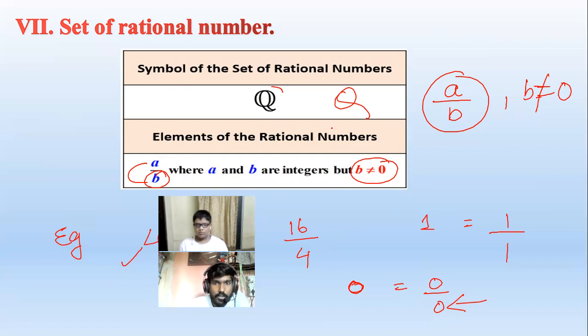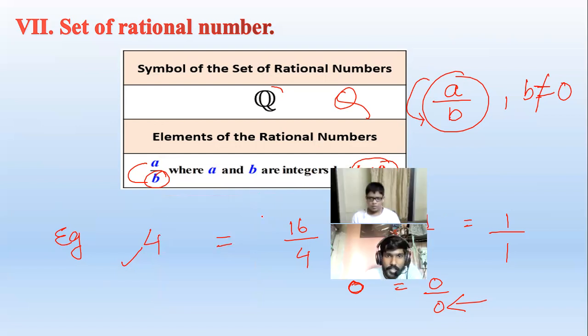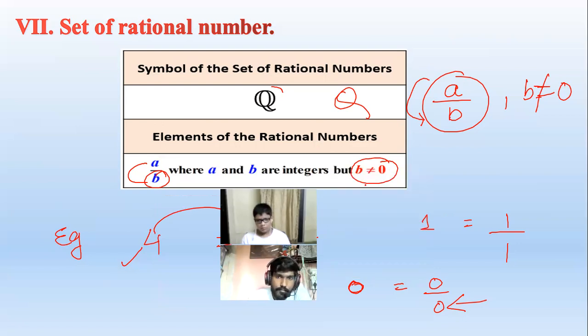Rational numbers are those numbers which you can write in the form of A upon B, which you can write in the form of a fraction. For example, 4 can be written as 16 upon 4. So, 4 is a rational number.